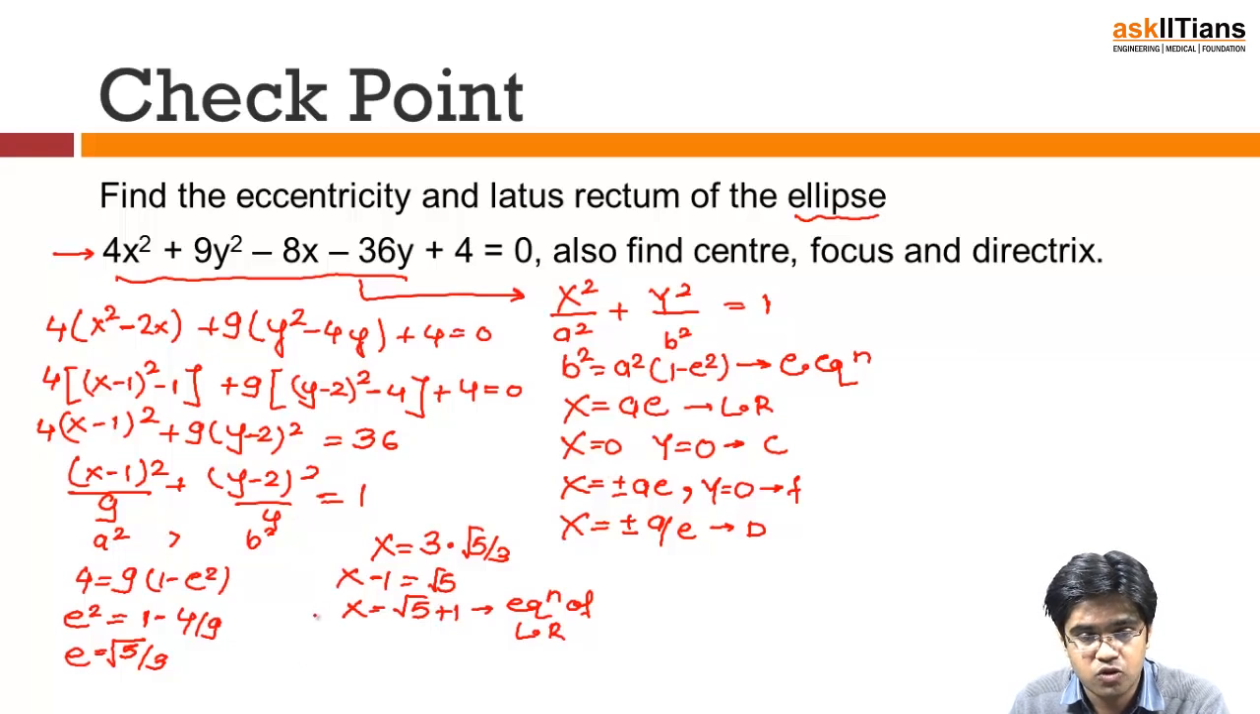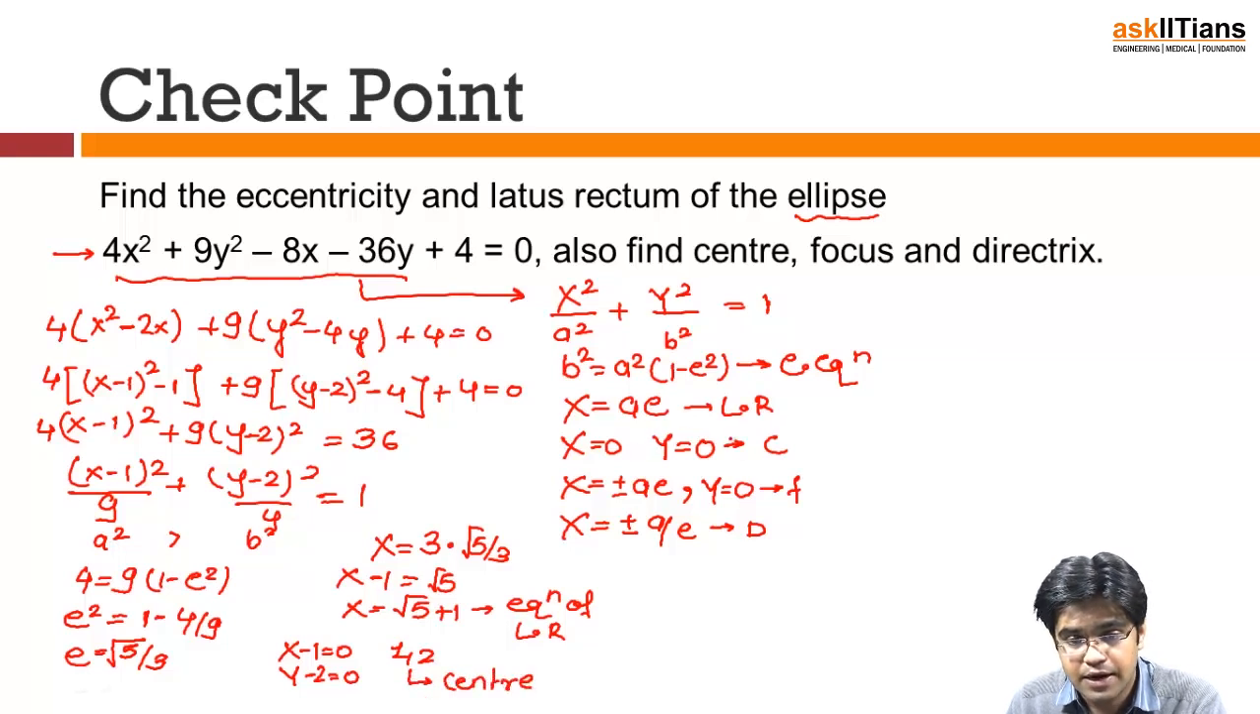Capital X equal to 0 and capital Y equal to 0 is the center. That means x minus 1 is equal to 0 and y minus 2 is equal to 0. This is my center. That means my center is (1, 2). Latus rectum is over. Center is over.